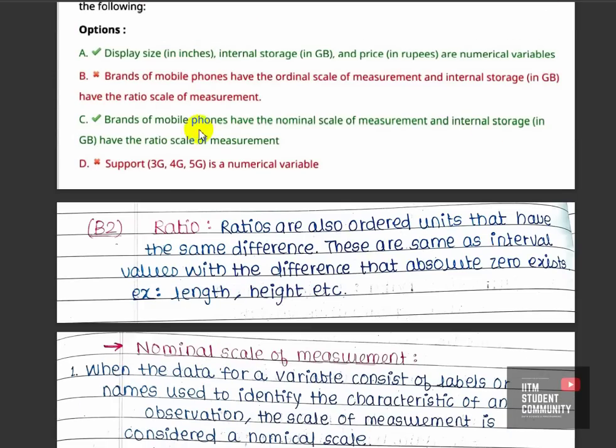Now they have asked of mobile phones. Yes, like we have different names, we have different blood groups, we have different brands of mobile phones. So that is a nominal scale of measurement. So the C option is correct. Option D says support 3G, 4G, 5G is a numerical variable. No, it is not. Though numbers are involved, it is not numerical.